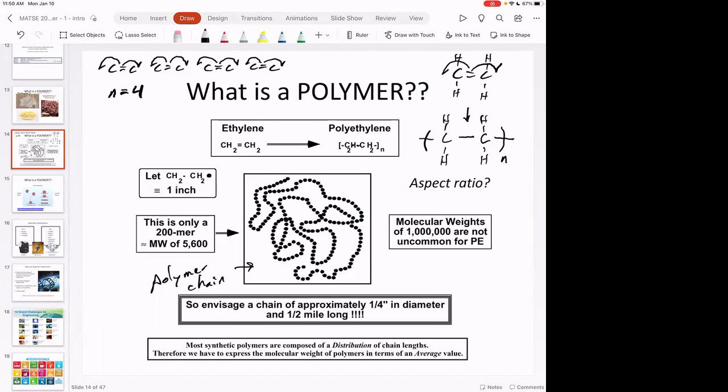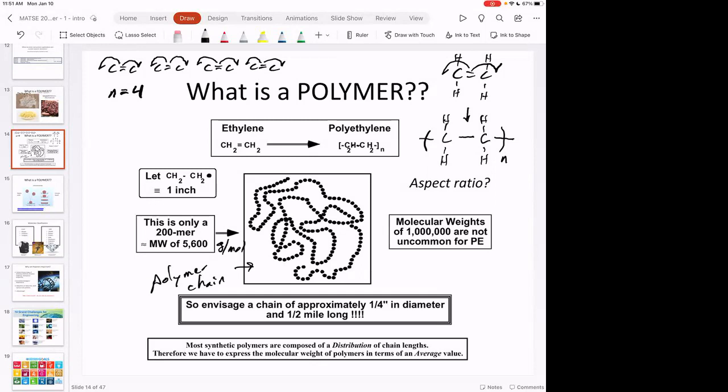And so this now is a 200-mer, or there's 200 little dots, and a dot is ethylene. So if we connect 200, we get a chain that looks like this, and that molecular weight is going to be 5,600 grams per mole. We're going to talk about molecular weights in a second, but 5,600 grams per mole is a big molecular weight, right? Did you have any molecular weights or chemical structures that were that heavy in organic chemistry or in Gen Chem? No, it's huge. It's a macromolecule, right?